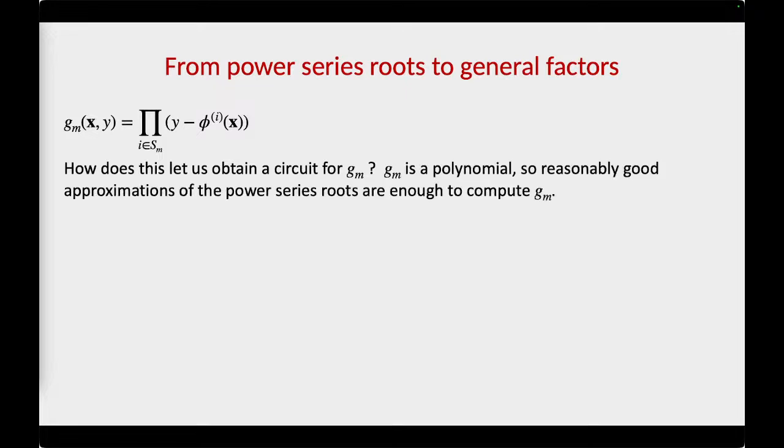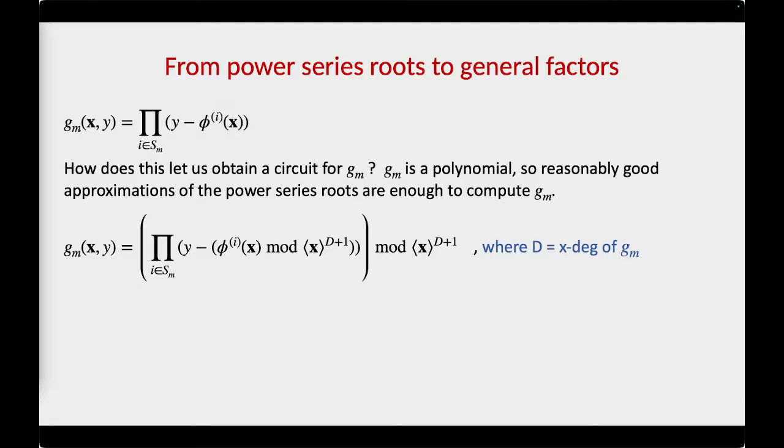Right, so how does this let us obtain a circuit for g sub i? Well, g sub i is a polynomial, so a reasonably good approximation of the power series roots is enough to compute g sub i. So in particular, if the x degree of g sub i is capital D, then we truncate each of the phi i's at degree D, and then we do some homogenization, and you will get g sub i. And the previous theorem told us that phi superscript i mod x to the D plus 1 has a circuit of constant depth and size poly in D and s. So each of the terms inside has a small constant depth circuit. We can plug it into the expression, do some standard manipulations, and get a circuit for g sub i.